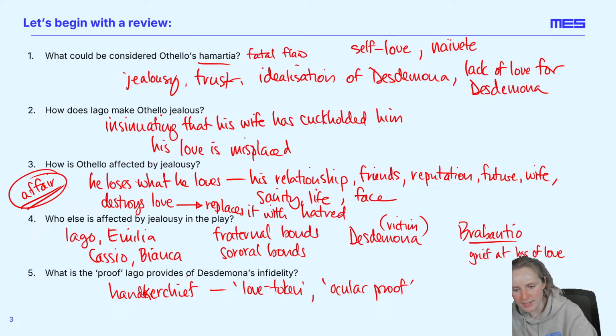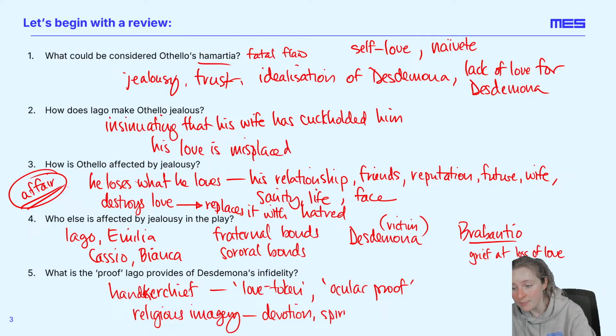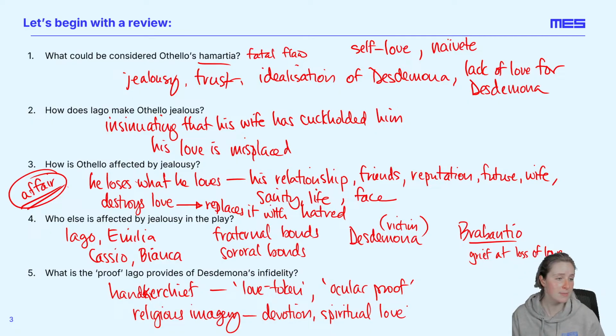We also, with this idea of love and purity, have throughout the play a lot of religious imagery. Why is this? Because love and devotion are linked here. There's this idea of devotion or spiritual love that comes through in the early scenes with Desdemona and Othello, and also in Cassio's language. This idea of Desdemona and Rodrigo as well, to a certain extent.